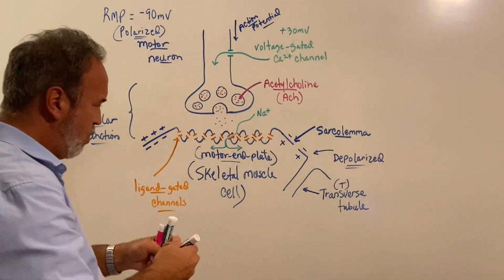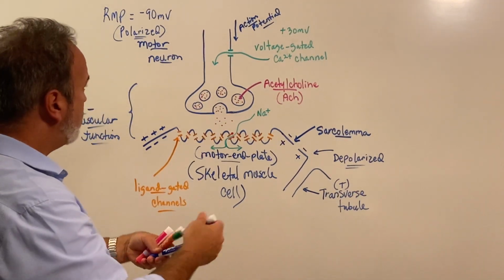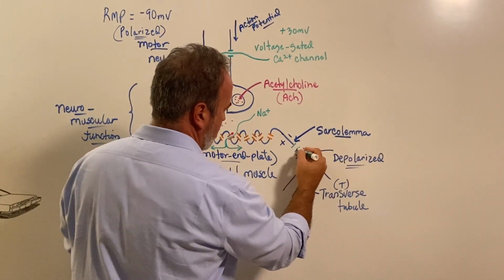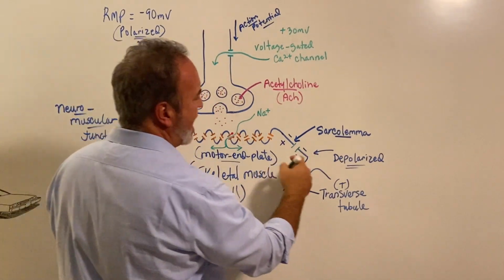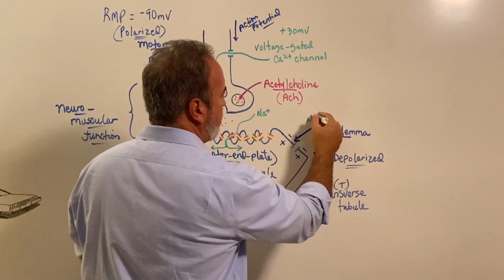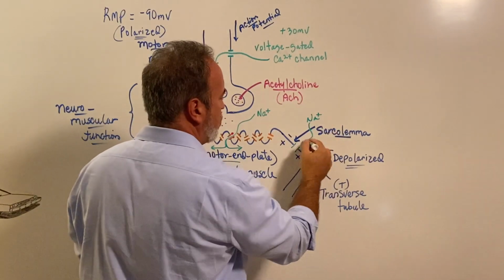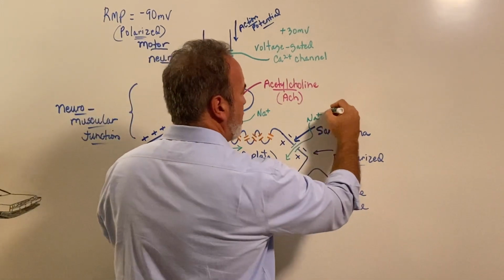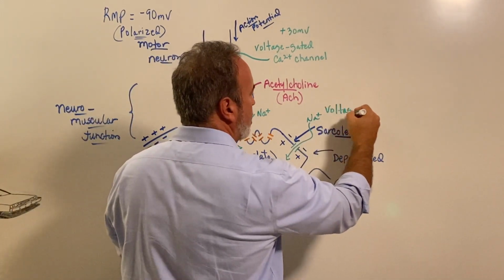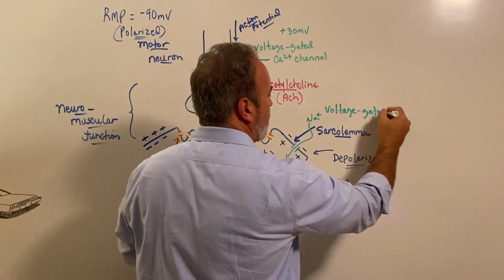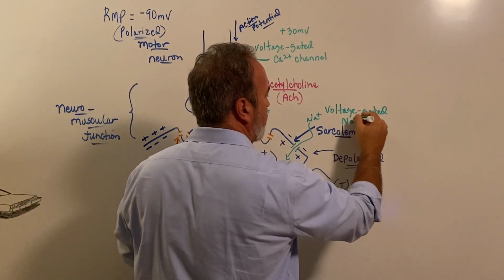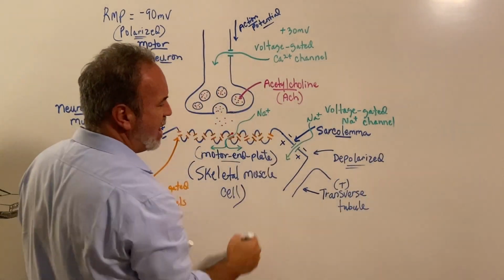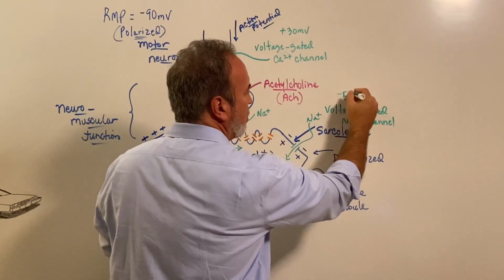Okay, and we're going to do another channel, so let's do it with this color again. That channel is going to allow more sodium to come into the cell, okay? But that channel is called a voltage-gated sodium channel. That channel opens at negative 55 millivolts.